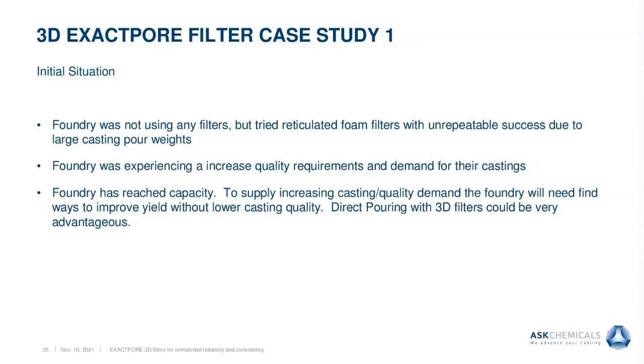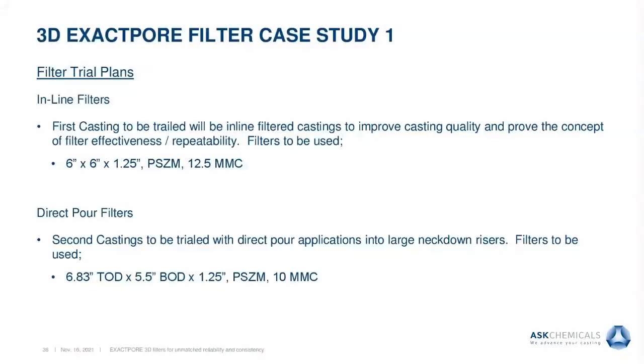The initial situation at the customer is that they are not using any filters, but they have tried reticulated foam filters in the past with unrepeatable success due to their large casting pour weights. This foundry was experiencing an increase in quality requirements and demand for their castings, yet they had reached capacity. To supply this increased casting quality and demand, the foundry would need to find ways to improve yield without lowering casting quality. Direct pouring with a 3D filter could be very advantageous.